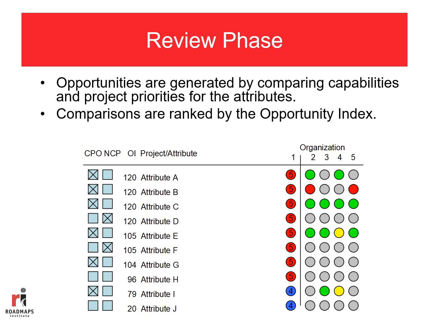Attribute A has a 5 red, which means it's a burning platform project, the highest priority, that they want to try to start projects that relate to that attribute in the next 2 years to achieve the attribute's capability.